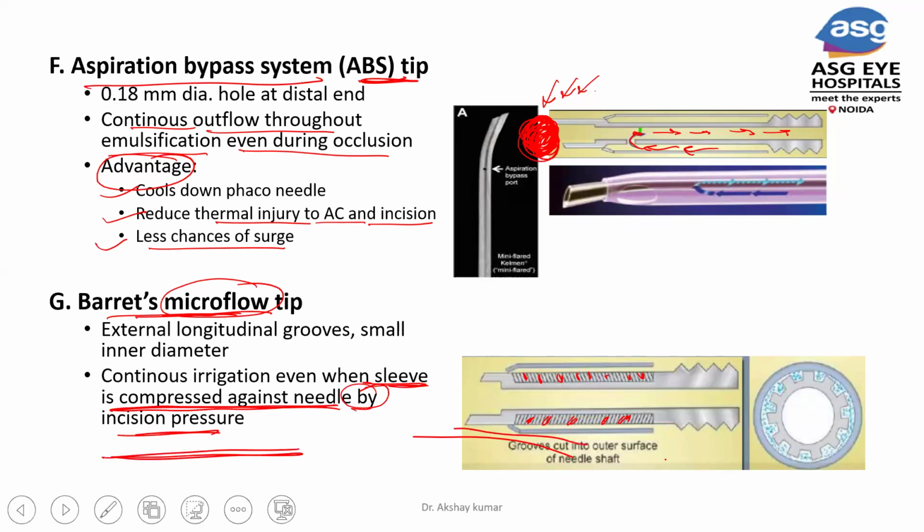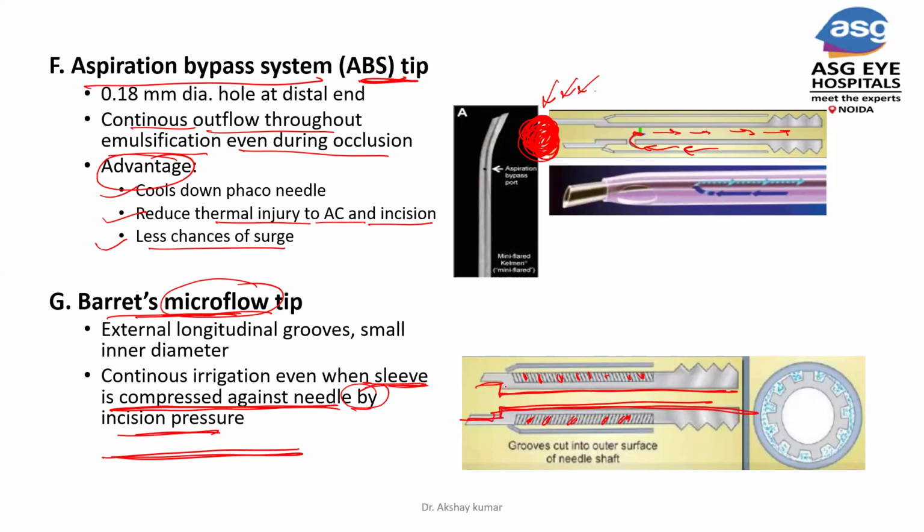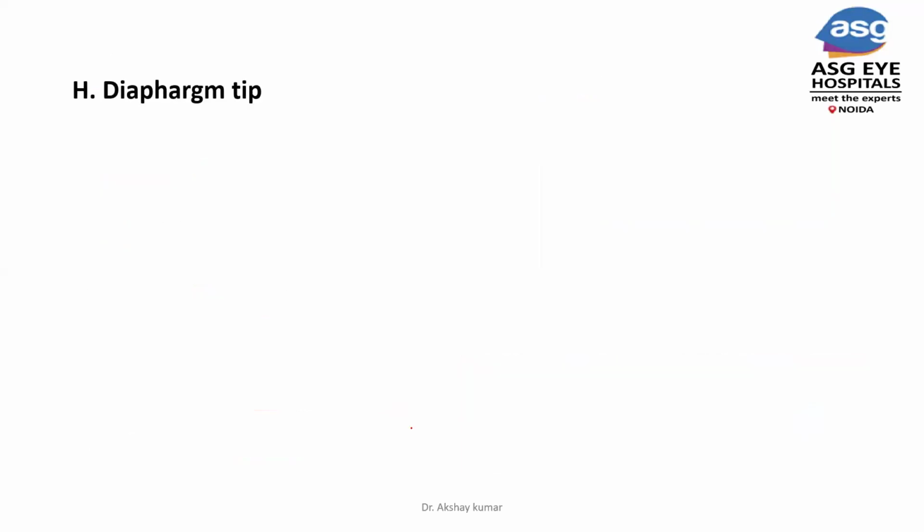So this tip actually acts like a flared tip. Can you see the internal structure I'm marking with the help of the pen? Its internal structure is like a flared tip. So it will act like a flared tip. Next is the diaphragm tip.